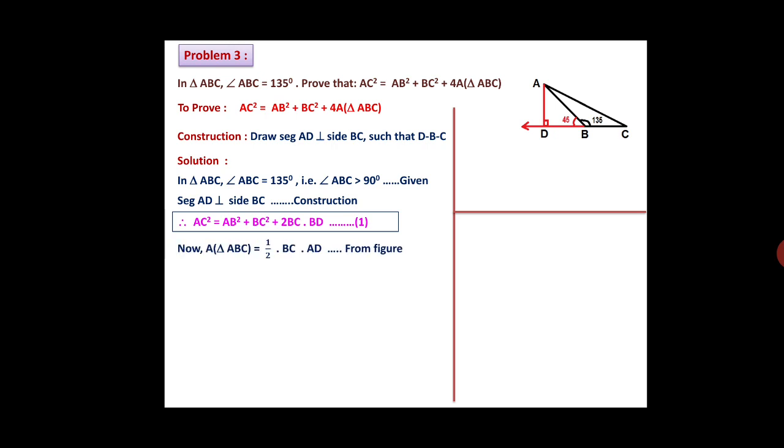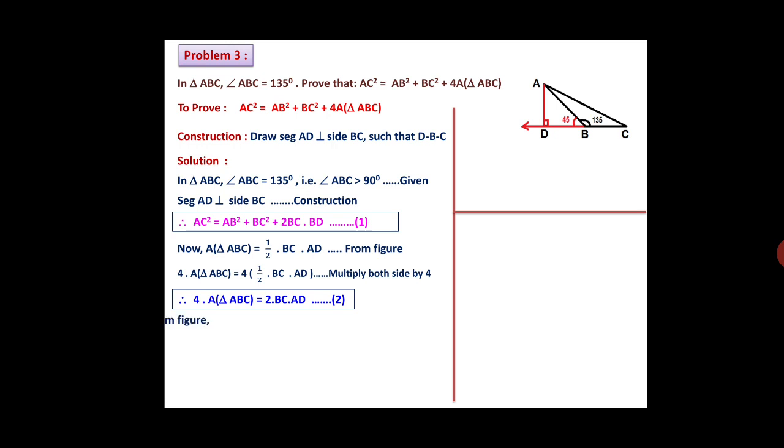Now area of triangle ABC, from the figure you are getting half into BC into AD, base into height. Also we will multiply 4 to both sides. 4 times area of triangle ABC is equal to 4 into half BC into AD. After simplification you will get 4 times area of triangle ABC is equal to 2 times BC into AD. Let this be equation number 2.